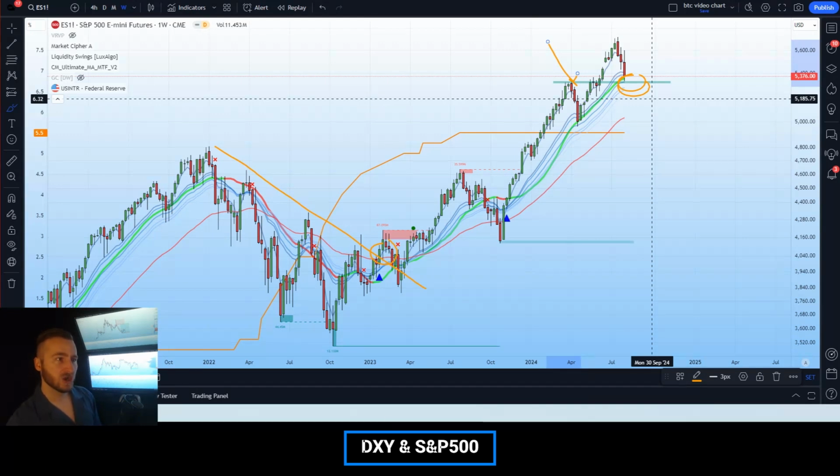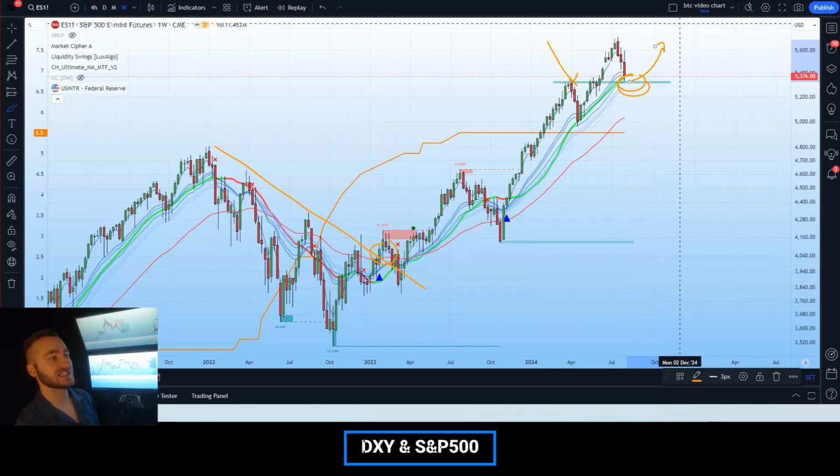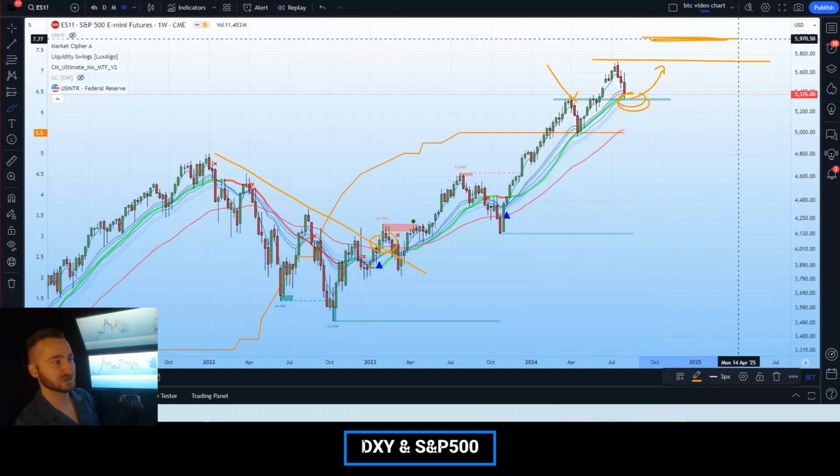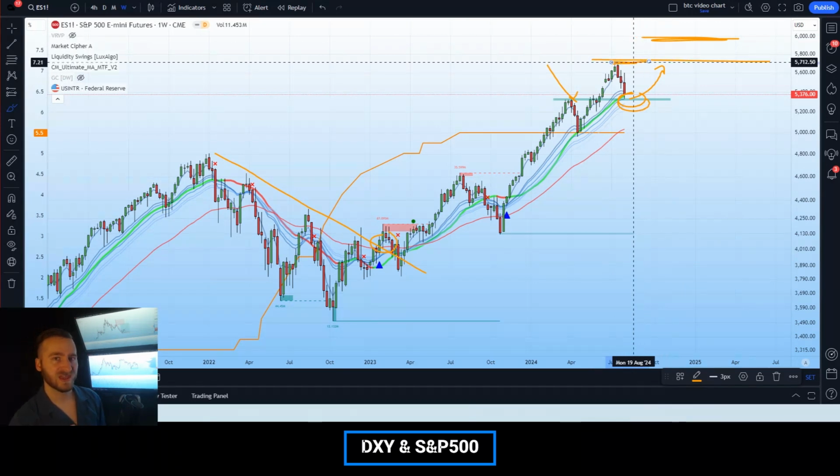I will say, while 5,300 is able to hold as support, this is an area of support where bounces could originate from, and we could see continuations upward again. For us to get confirmation for that move to 6,000, we are going to have to break past that prior high at 5,700.